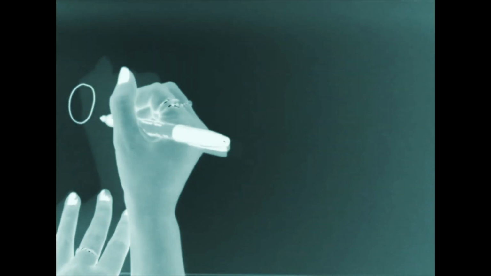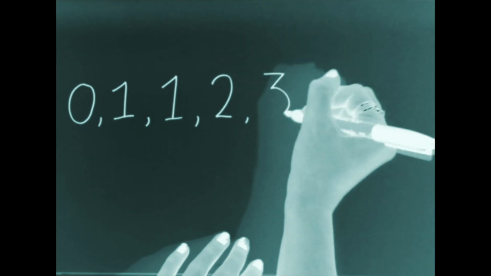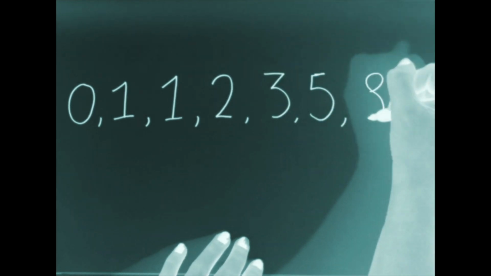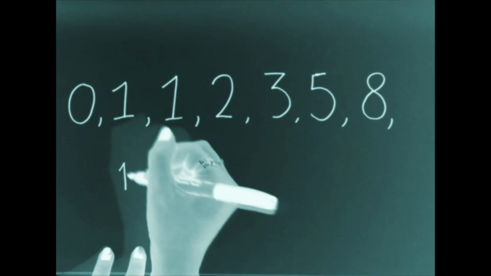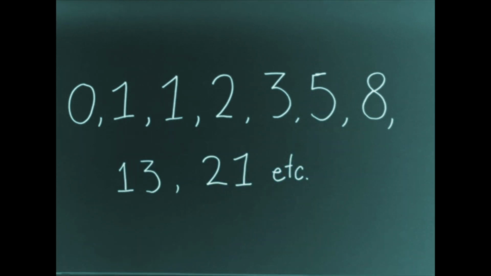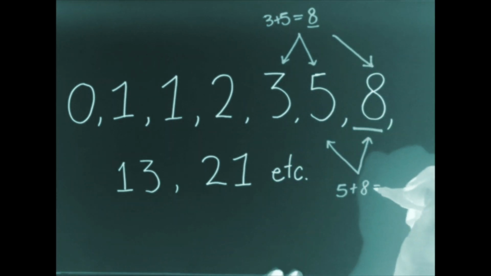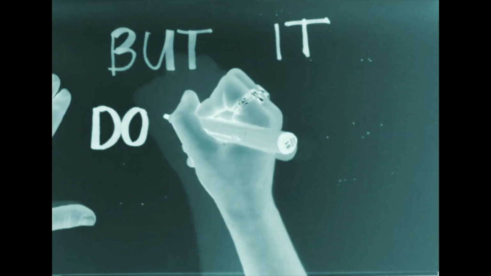The Fibonacci sequence is a sequence of numbers, in particular a pattern that is repeated. The Fibonacci sequence is 0, 1, 1, 2, 3, 5, 8, 13, 21, etc. To create this sequence, you need to take the two previous numbers and add them together to create the next number in the sequence, but it doesn't end there.